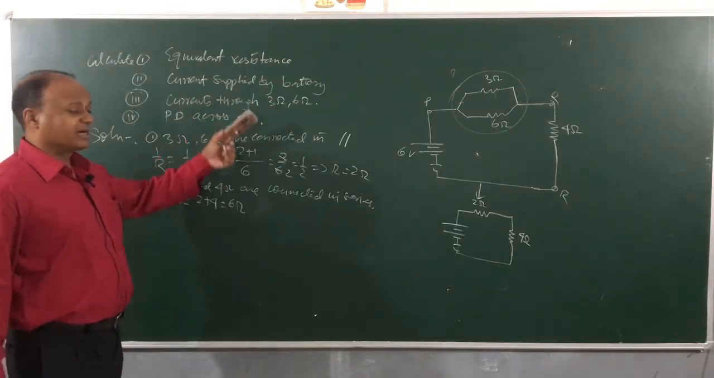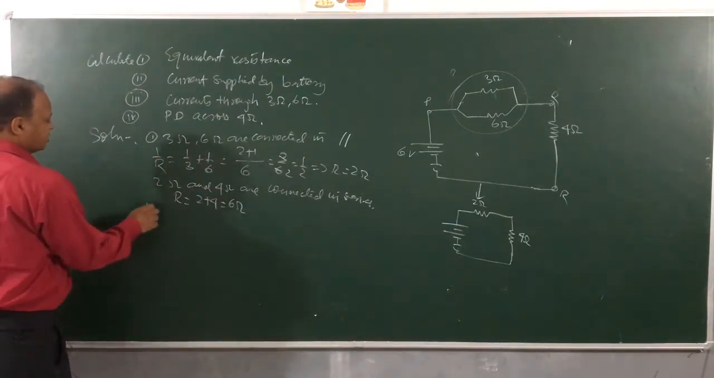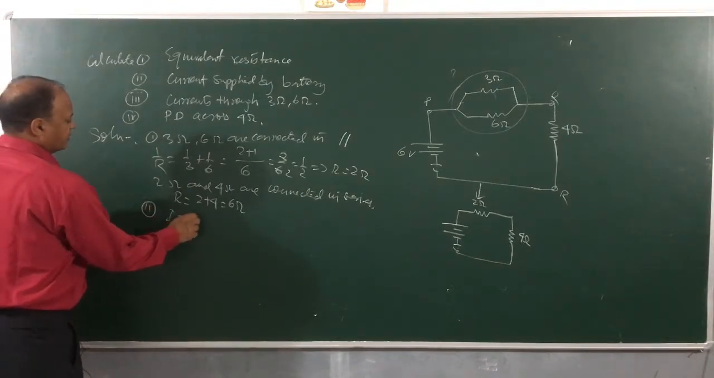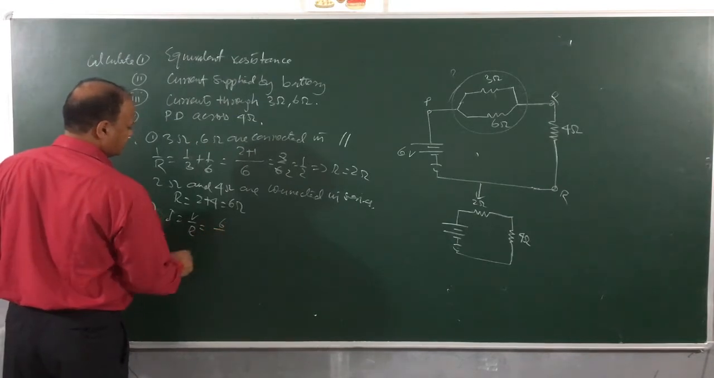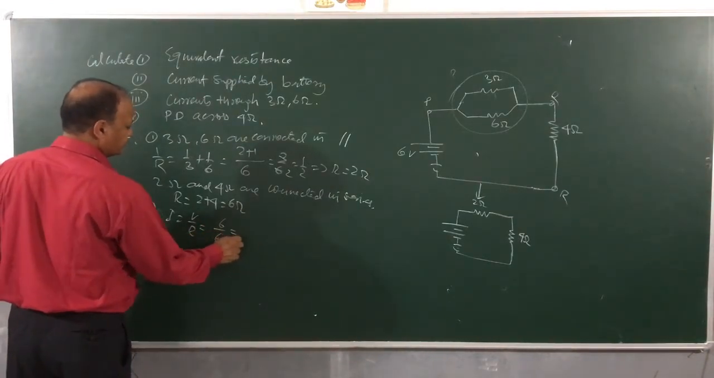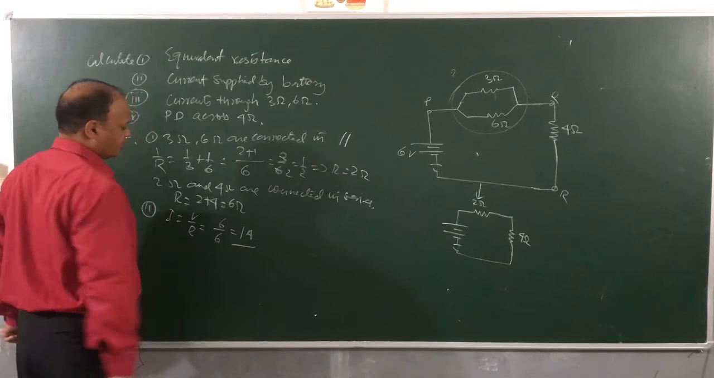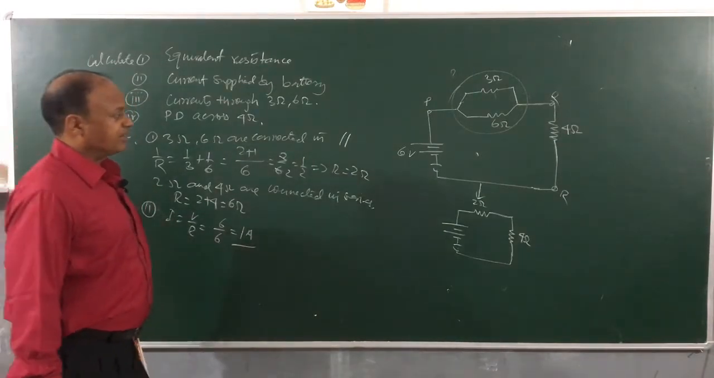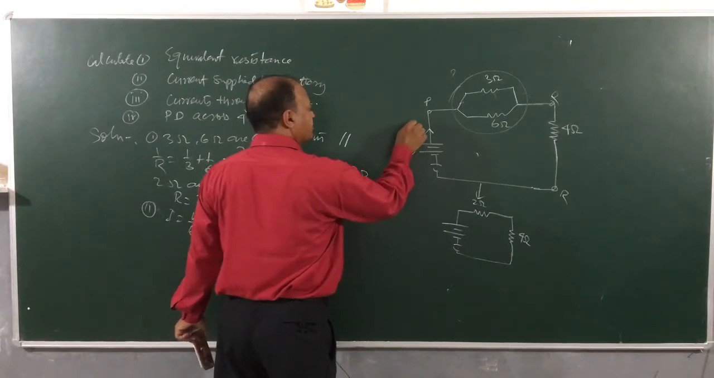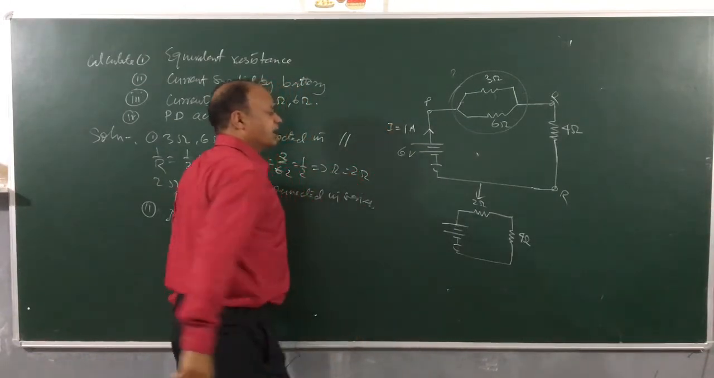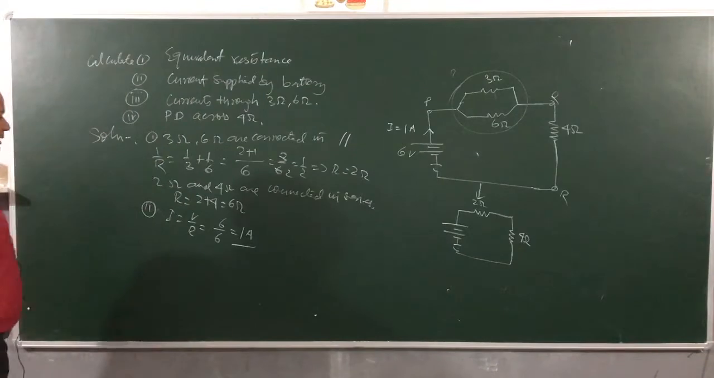Now the second one is the current supplied by the battery. So the second answer will be I is equal to V by R. V is 6 volts, resistance also 6 ohm. So 1 ampere. Actually, this battery is supplying I, and I is equal to 1 ampere. So we did the second part.